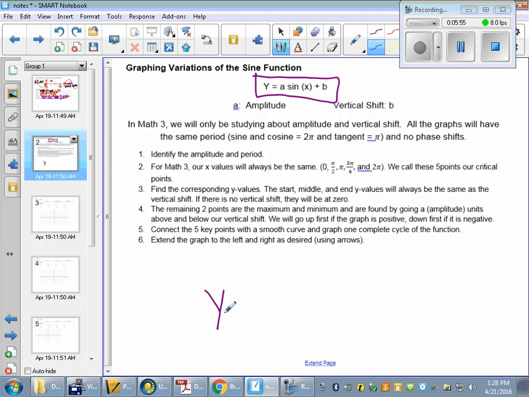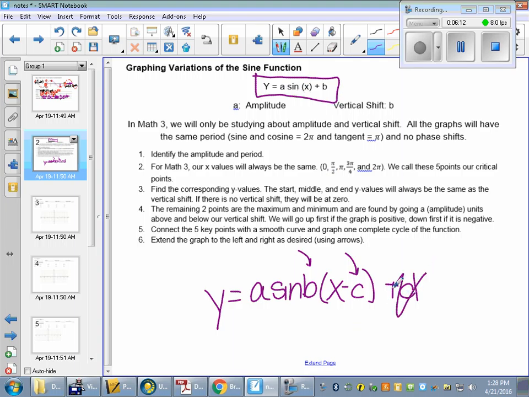Now, when you get into AFM, when you get into pre-calculus, you'll see it written more like this. These two things we don't discuss in Math 3. So no, this isn't everything that could happen with a sine function. We're just going to talk about two things: amplitude and vertical shift. We're not going to talk about horizontally shifting, otherwise known as phase shifting. We're not going to talk about changing the period of the graph.